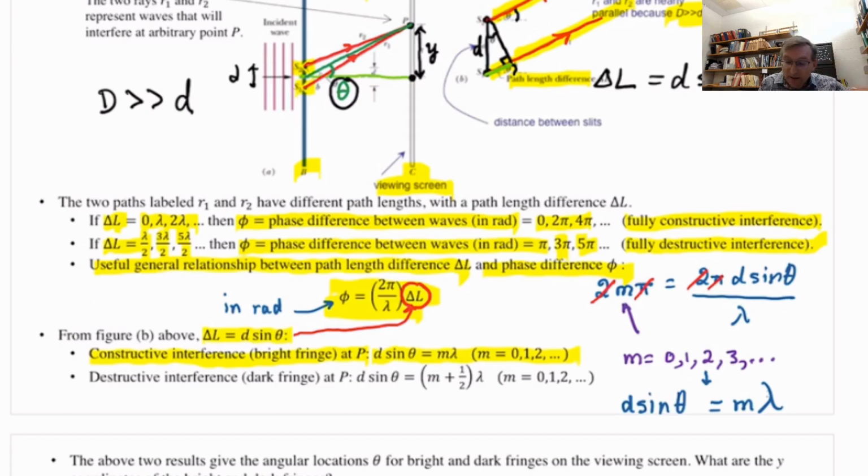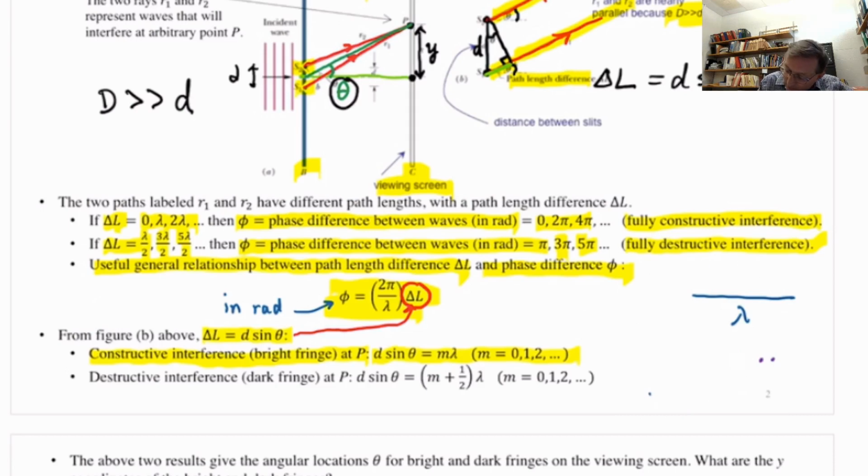All right, now let's look at the other extreme, a dark fringe. Let me get my expression back here the way I want it. Okay, this is the phase difference phi between the waves at point P. Now let's say I want fully destructive interference at point P, a dark fringe.